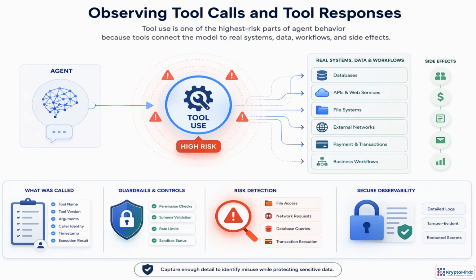Tool telemetry needs to answer 3 questions: what was called, whether it was allowed, and what happened next. For every call, record the tool name, version, arguments, caller identity, timestamp, and result. Capture the guardrails around it too: permission checks, schema validation, rate limits, and sandbox status. Then add risk signals for actions like file access, network requests, database queries, or transactions. The key is balance. Keep enough evidence to investigate misuse, but redact secrets, tokens, and sensitive payloads using hashes where full values are not needed.